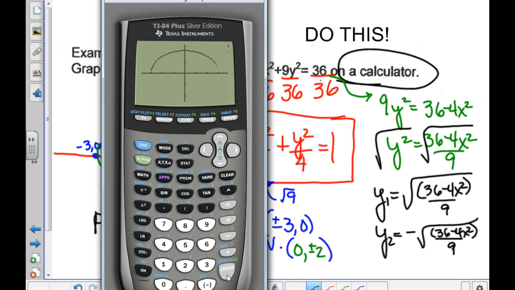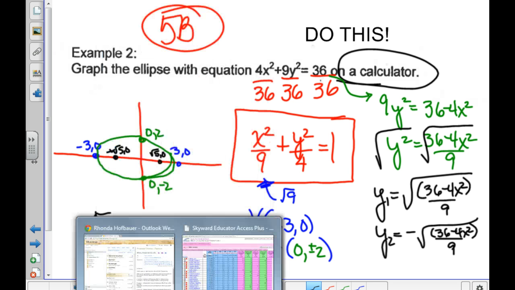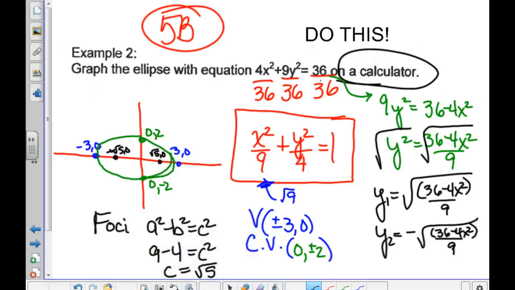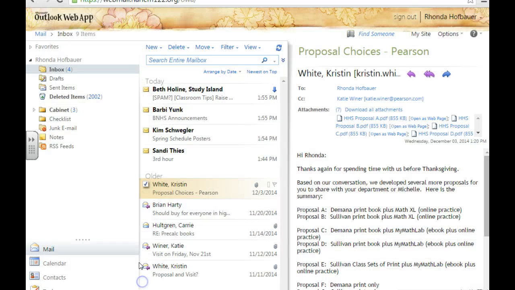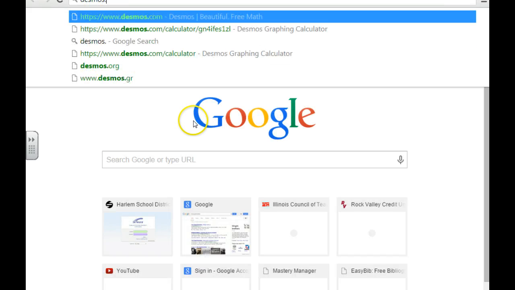Anybody not getting it to work? Let me help you. I did a zoom in to make mine big. Anybody remember the more fun way to check these? Yes, somebody said it. Go to that website. What is it called?